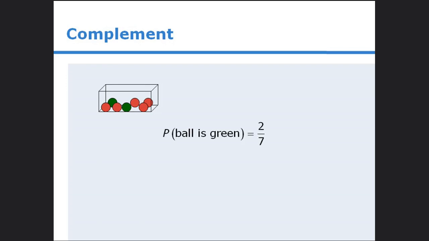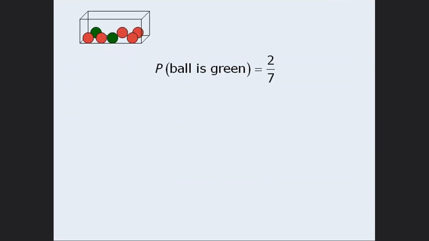So what is a complement? Well, we'll use the following example to introduce this concept. Say we have a box containing 5 red balls and 2 green balls. If we randomly select one ball, the probability that the ball is green is equal to 2/7. Now, what is the probability that the selected ball is not green? Well, 5 of the 7 balls are not green, so the probability is 5/7.